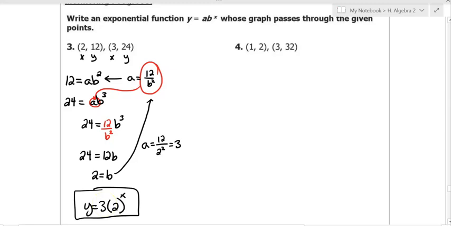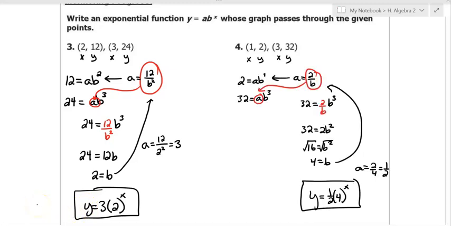So pause this video now if you want to do number 4, or just keep going through to the next problem. Okay, so here's my answer, and you can follow along with the work that we completed.